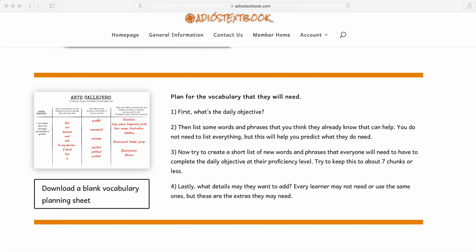Hello, world language teachers. This is Kara Parker, and today I want to talk a little bit about how do you decide what vocabulary you should be using in the units.